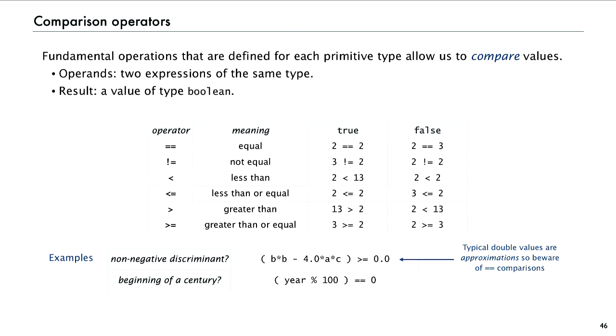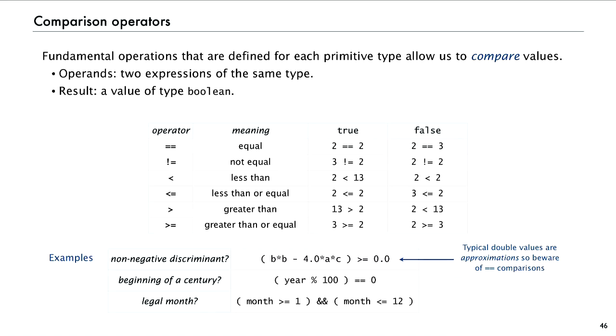Say you've got a variable year that gives a year, and you want to know if that's the beginning of a century. So you test whether, when you divide it by 100, you get a remainder of 0 or not. Again, these things have a value of true or false, and in a minute we're going to see how we might compute with those true and false values.